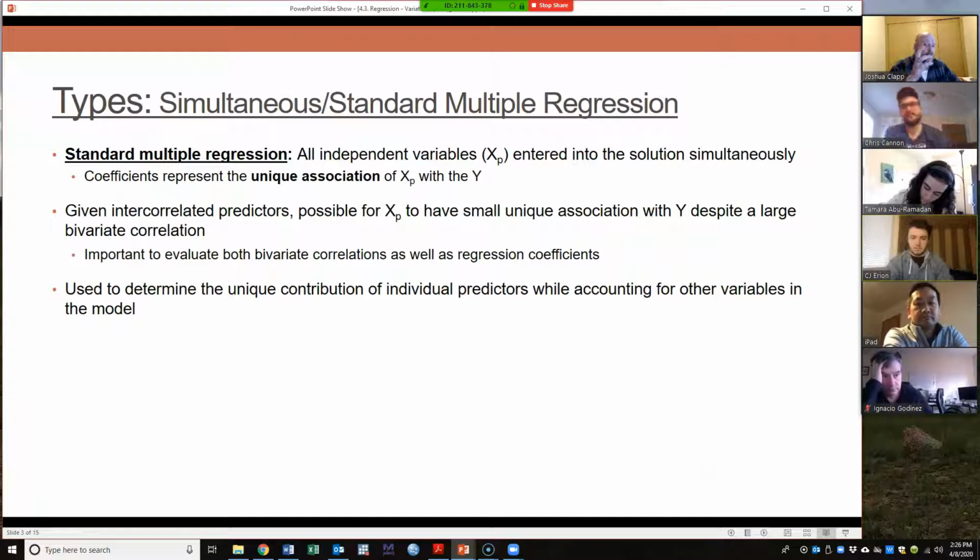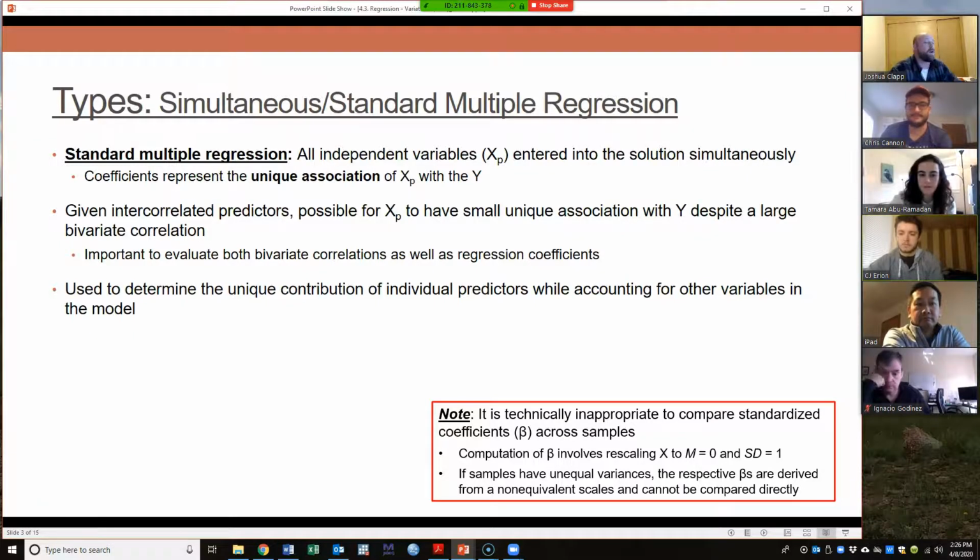Okay? So again, when we're going through and we're looking at these simultaneous regression models, it's important to not only take a look at our regression coefficients, but also take a look at our bivariate correlations to see where these changes are going on and where things are happening, okay? So questions about what's going on with these models? Okay, and so what we're doing with our simultaneous regression, we're looking at an interest in the unique contribution of our individual predictors with our outcome while controlling for everything else in the model. Okay.